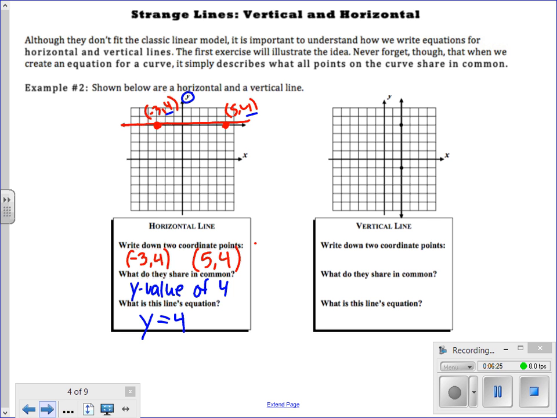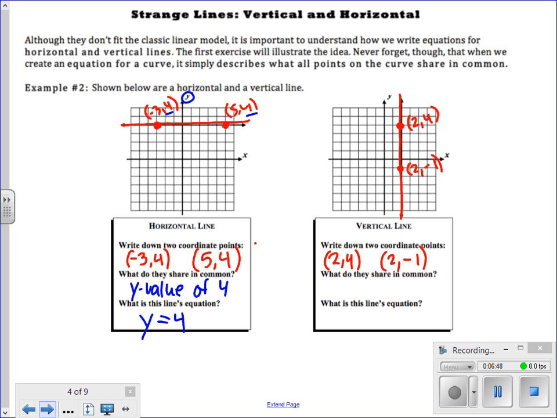It's always the y value that the line cuts through. Vertical lines work in the opposite way. I have a vertical line here, and I have a couple of points that I've darkened in on this graph as well. 2 coordinate points that are on this graph are (2, 4) and (2, -1). So I'll write these down here so it's easier to see: (2, 4) and (2, -1).